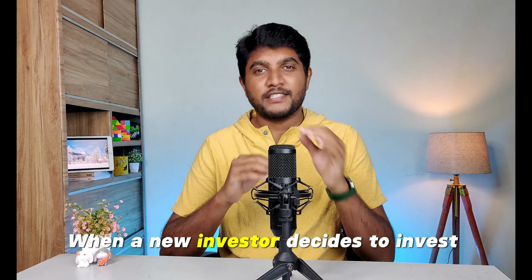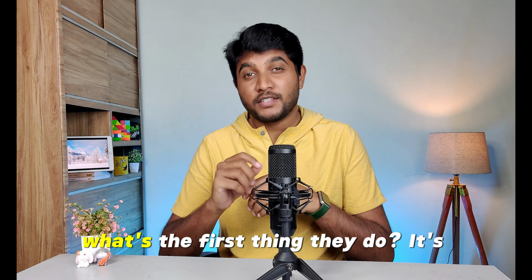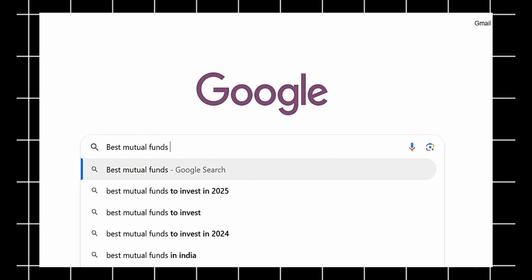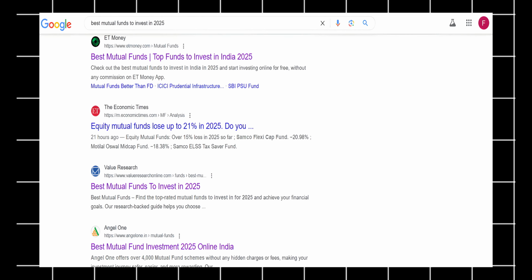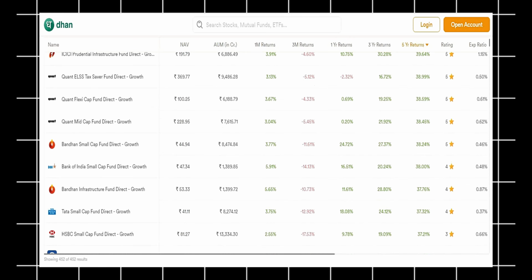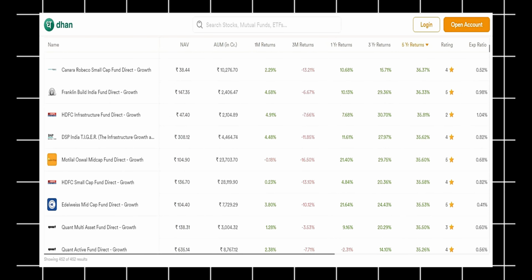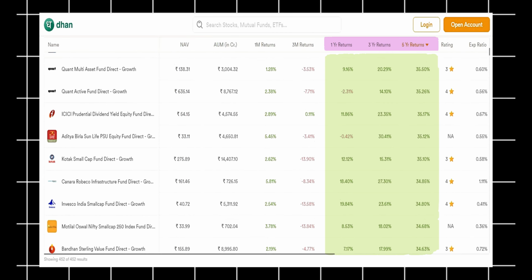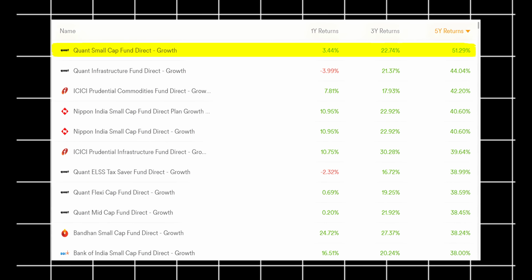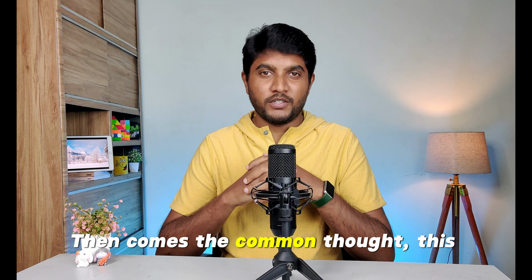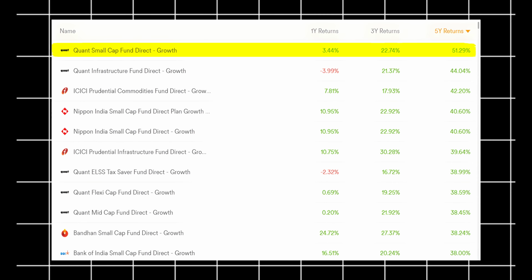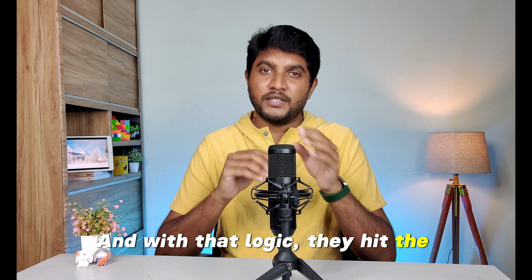When a new investor decides to invest in mutual funds, what's the first thing they do? It's simple. They head to Google and type the best mutual funds to invest in 2025. And they land on a website that ranks mutual funds based on past performance. Naturally, their eyes go straight to the 1, 3 and 5 year return percentages and they spot the one with the highest returns. Then comes the common thought. This fund has performed the best, so this must be the best to invest in. And with that logic, they hit the invest button.